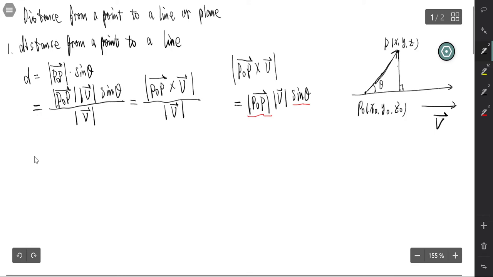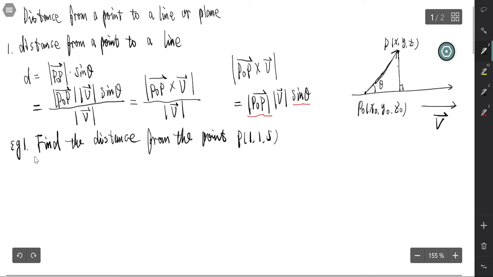Okay, let's use an example to explain this formula. Find the distance from the point 1, 1, 5 to the line (x minus 1)/1 equals (y minus 3)/-1 equals z over 2.